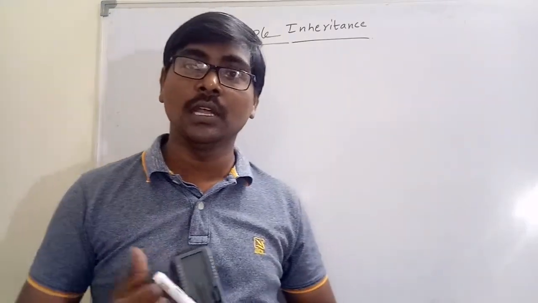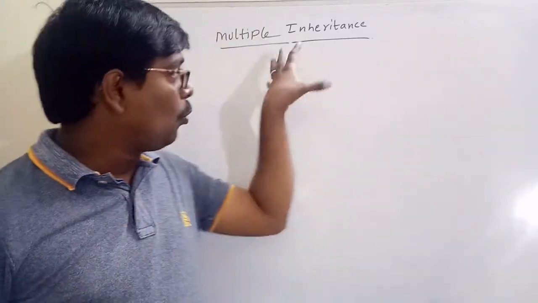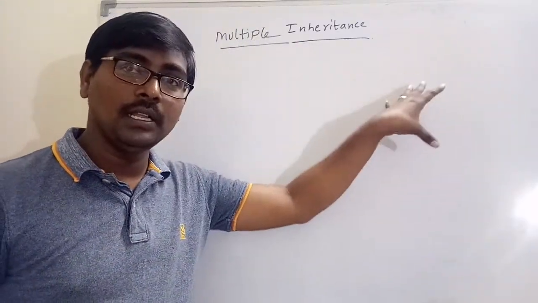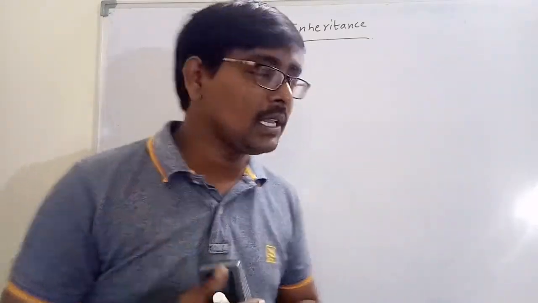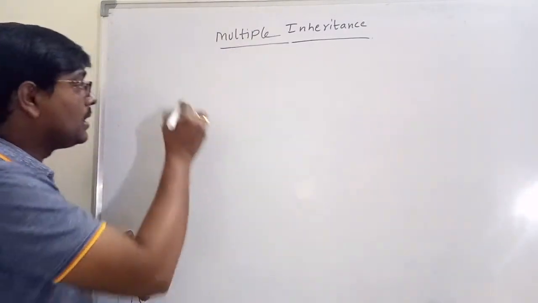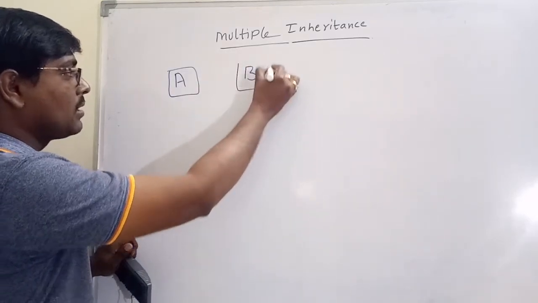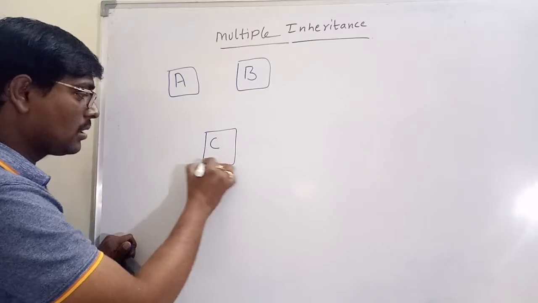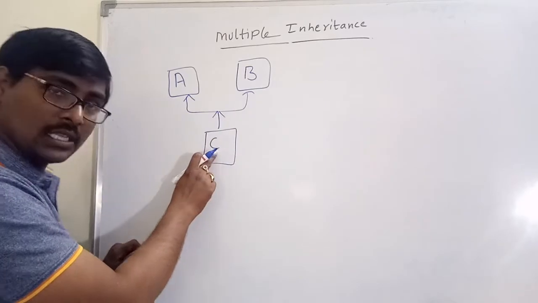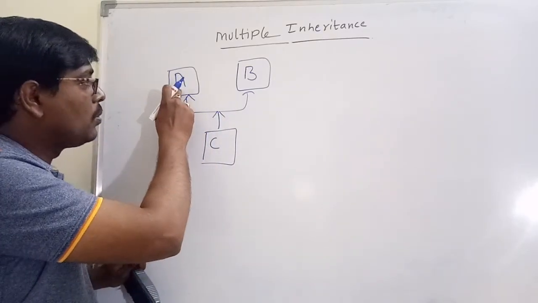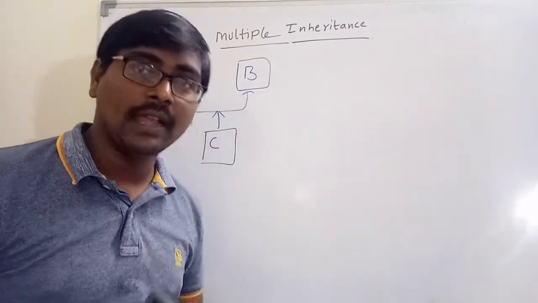Multiple inheritance means multiple parents and a single child. That is, one child acquires the properties and behavior from multiple parents. For example, A is one class, B is another class, C is another class. Now what is the case? C acquires the properties from both class A and class B.